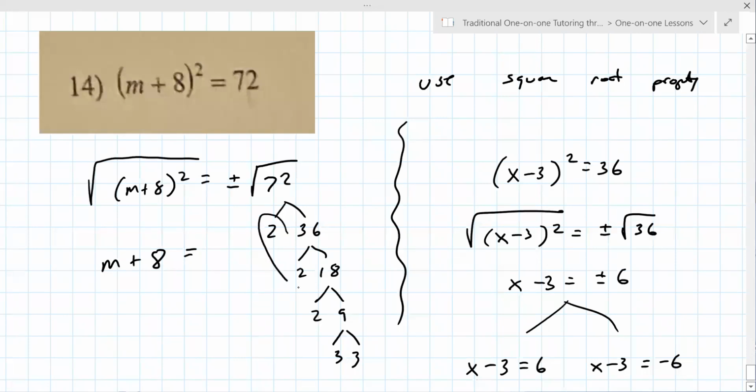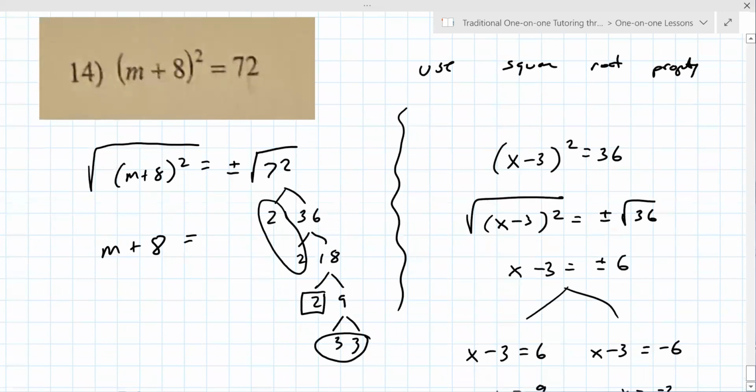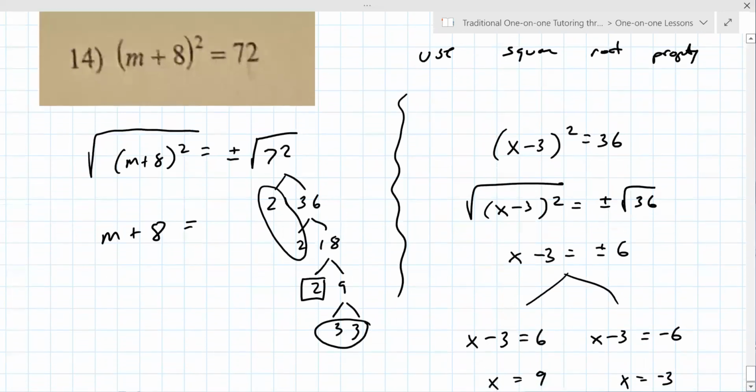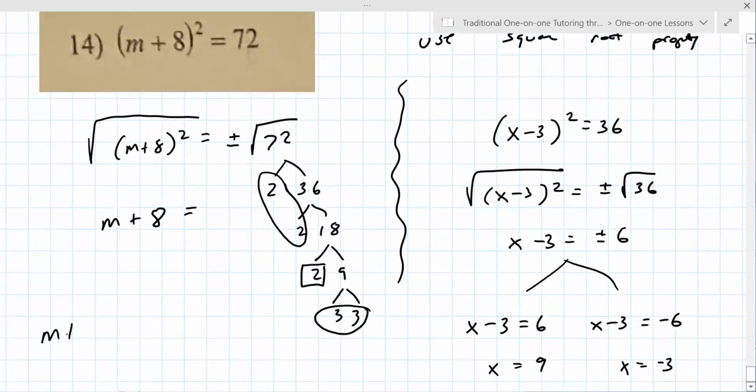So there's a pair of 2s, there's a pair of 3s, there's 1, 2 left over. For each pair, you bring a number out. Because there's a pair of 2s, it's going to come out. Because there's a pair of 3s, it's going to come out. You multiply them. I'm going to write this down so you can see it later. Are you multiplying all the numbers together? Just the pairs. See how the 2 comes out, and then you have that 2 left over.